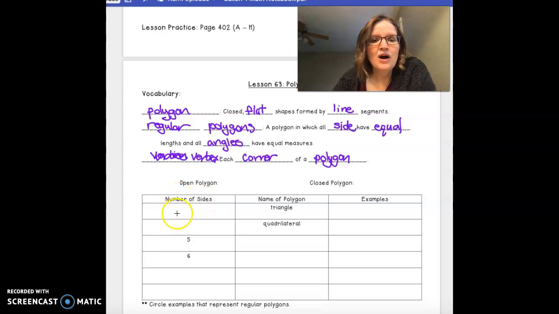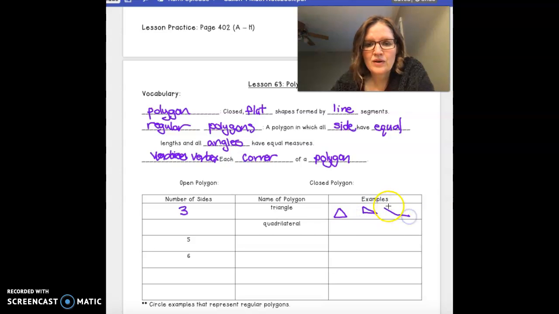So let's begin. We know that when you have three sides, that is known as a triangle. And here's an example of our regular triangle. Notice that it has equal sides and equal angles. Here's another example of a triangle, an irregular polygon. But this is our regular polygon.